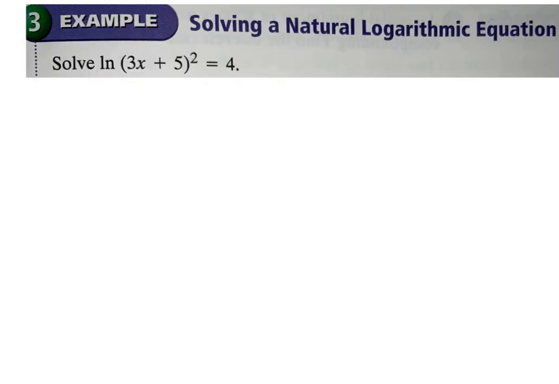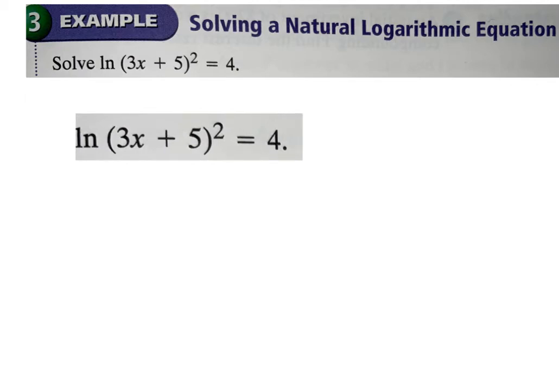So in this case, we have natural log of (3x plus 5) squared equals 4. And so I am solving for something that is within the natural log. And so I really need to get rid of this natural log. Now, before I do, you may want to expand here. So expand and get just the natural log by itself, and then see if you can get rid of the natural log. So what can I do with expansion here?